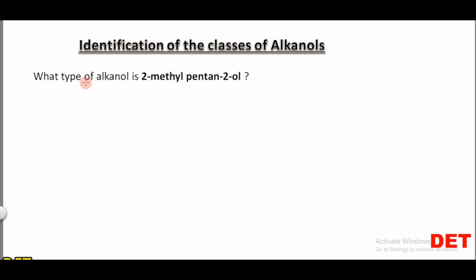All right, so here we'll be looking at this question. The question that I have here is, what type of alkanol is 2-methyl pentan-2-ol? The first thing I would want to do here is to draw the structure for 2-methyl pentan-2-ol.